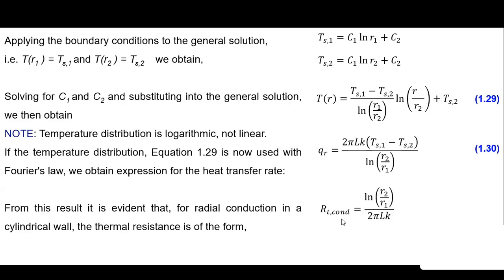The thermal resistance for conduction in a cylindrical system is natural log of R2 upon R1 divided by 2 pi Lk. So using this simple equation, we can find out the thermal resistance for conduction in a cylindrical system, provided we have the information about the dimensions, and we have the information about the conductivity of the material. So with this small information, we can calculate the thermal resistance for the conduction.